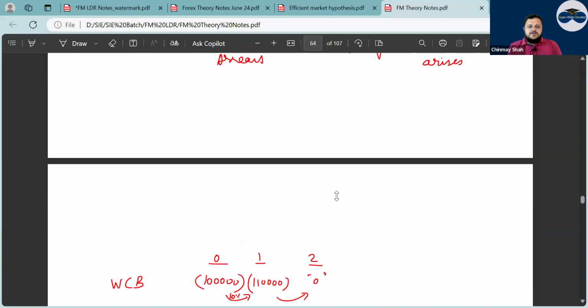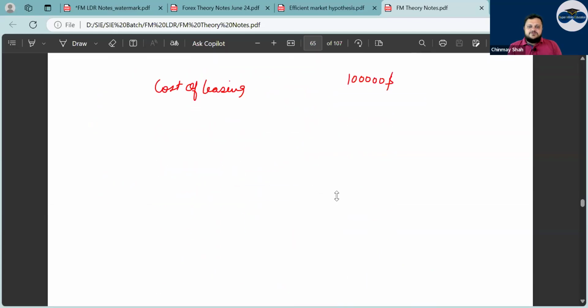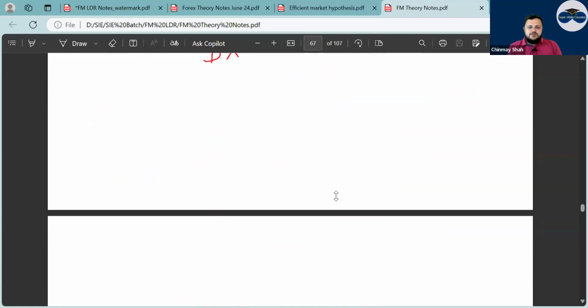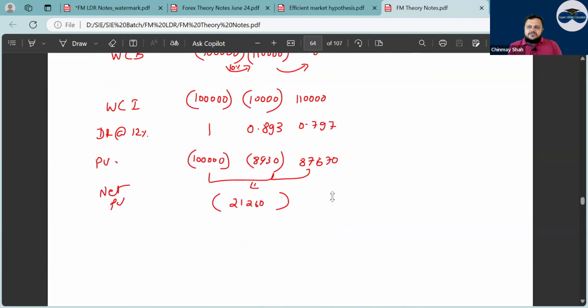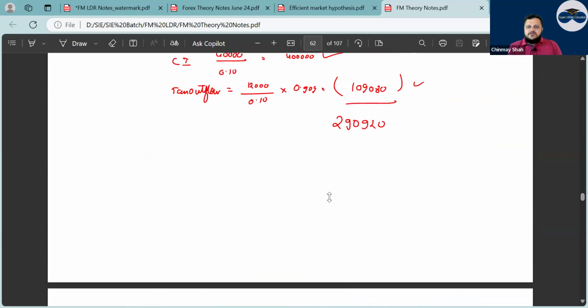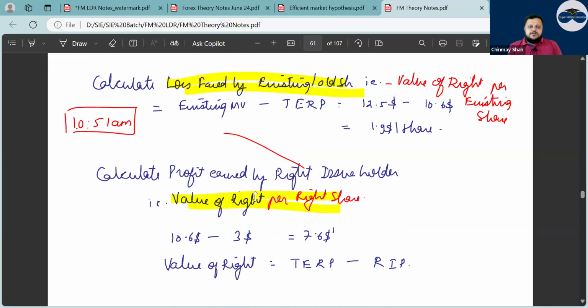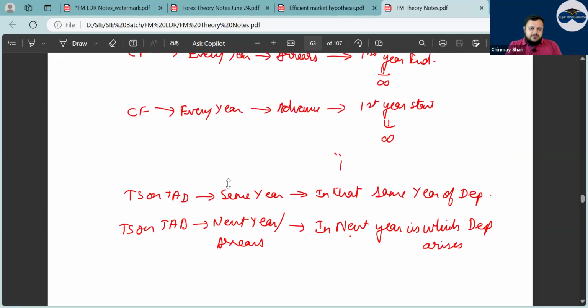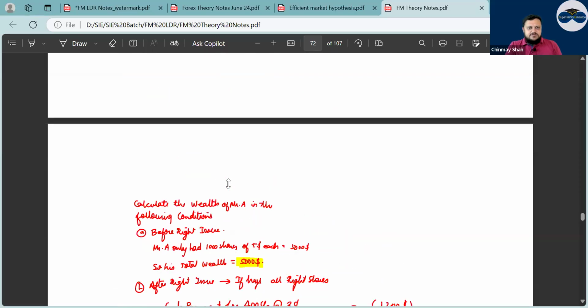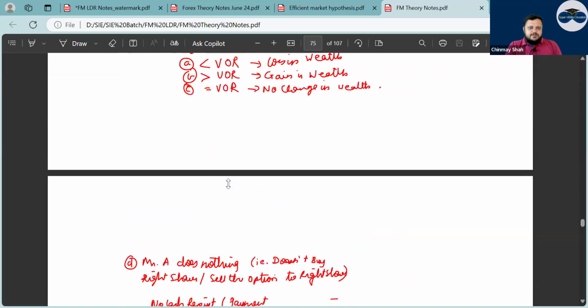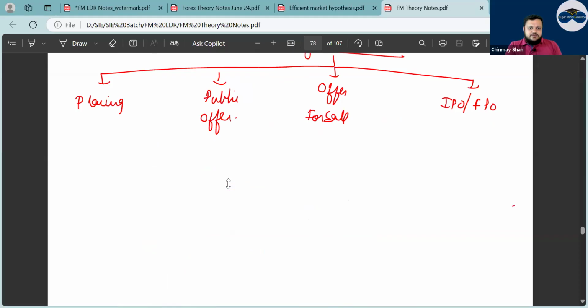These are things. Even wealth of shareholder was also a question. Tell me wealth of shareholder. If you buy the right shares or sell the right shares, will the wealth of shareholder change? No. But if you do nothing, will you lose wealth? Yes. I think I must have done one question here of right shares. Have a look here. I must have made a table at the end too.